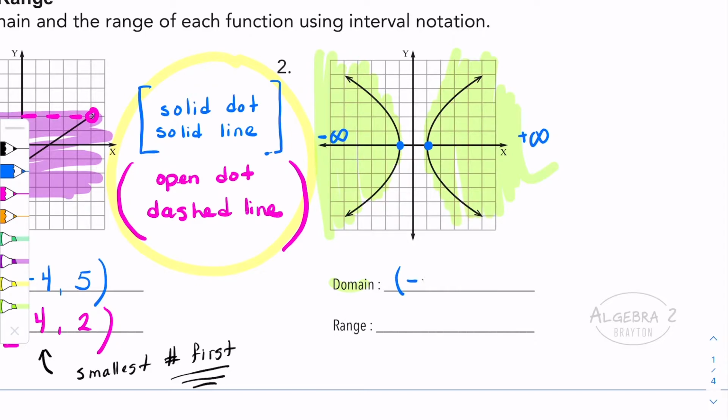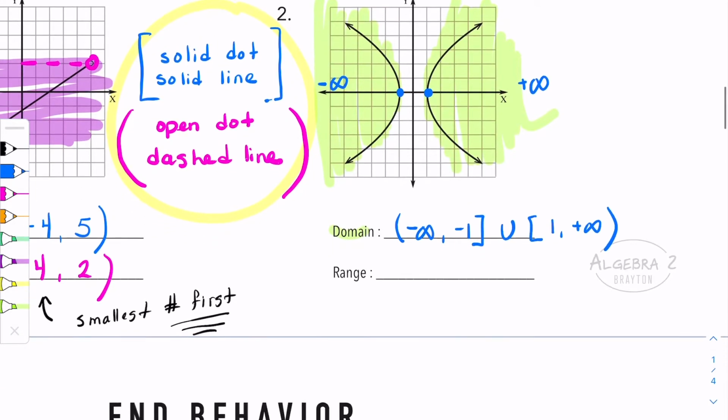So our domain is negative infinity to -1 with a square bracket because it's a solid line in the coordinate plane, a union, another square bracket, +1 to positive infinity. Remember from the first video that negative and positive infinity always receive round brackets.